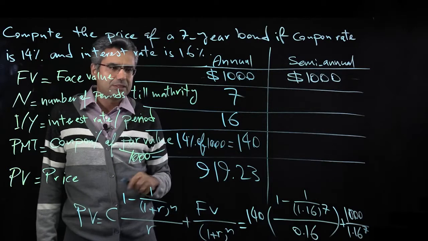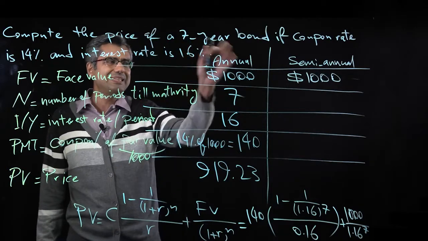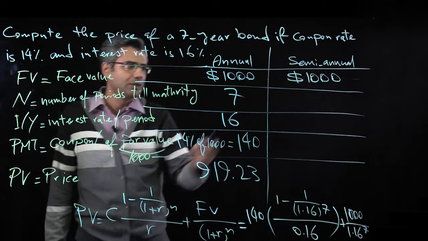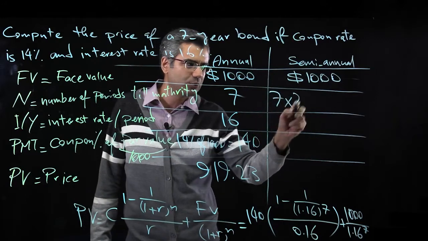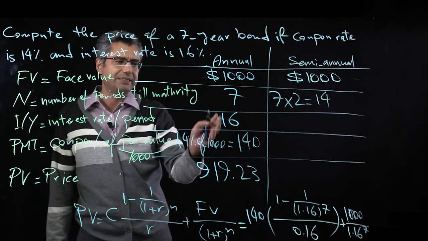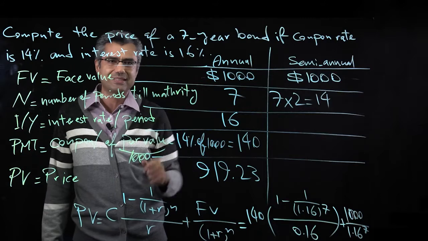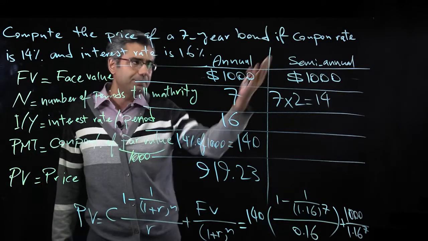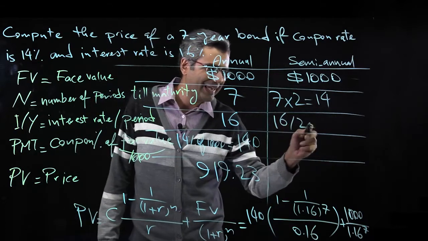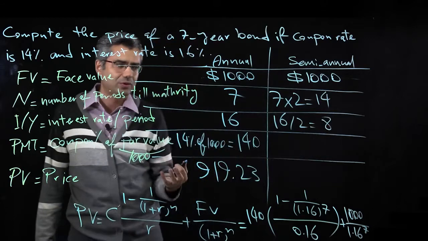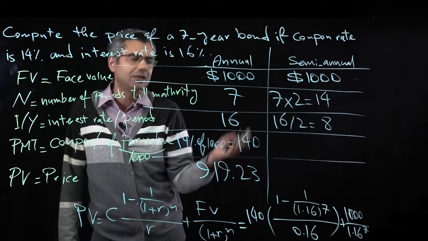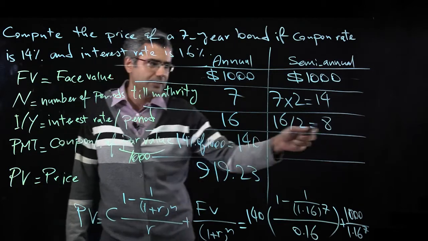What about the number of periods? The number of periods till maturity is 7 years, and because it's semi-annual, each year we have 2 periods. So 7 years till maturity, every year 2 periods, so 14 periods till maturity. Interest rate per period: it is 16% per year, but here the period is 6 months. 16% per year divided by 2 is 8% per 6 months, right? So per 6 months it is 8%.